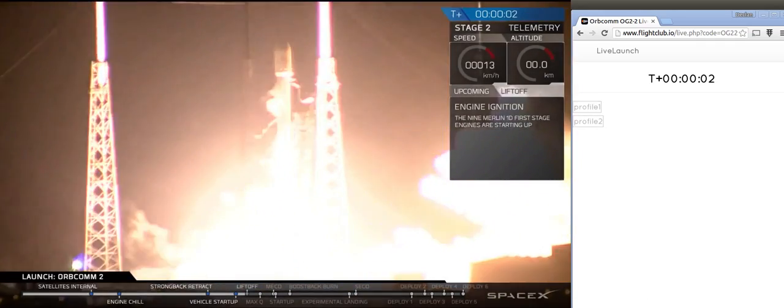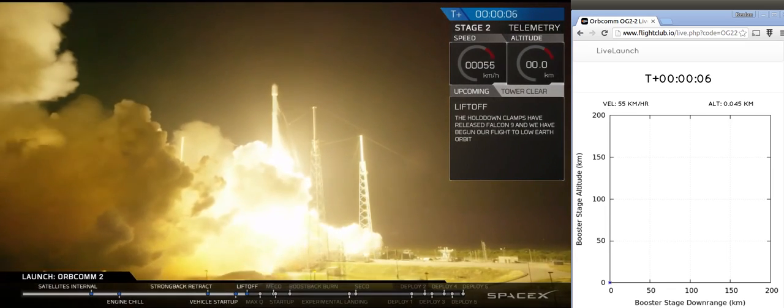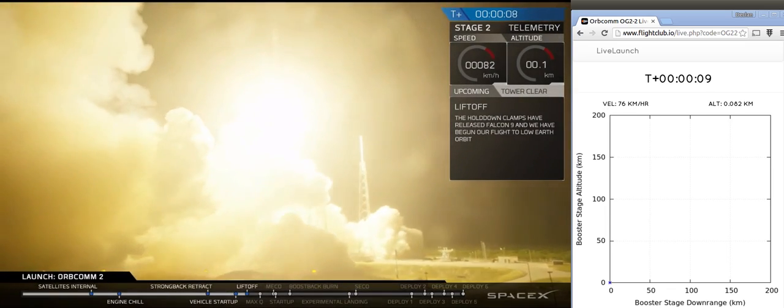We have liftoff of Falcon 9. Falcon 9 is clear to tower.